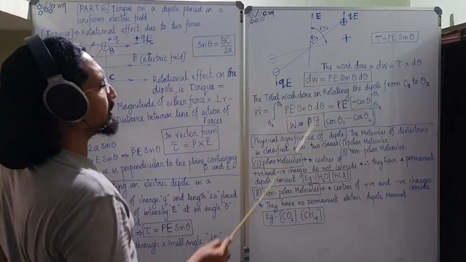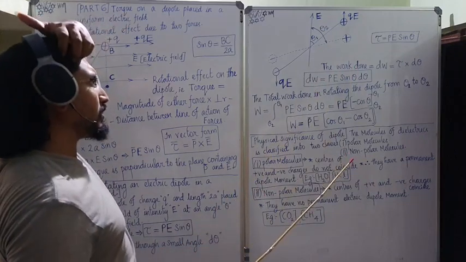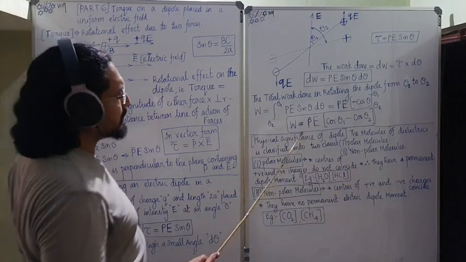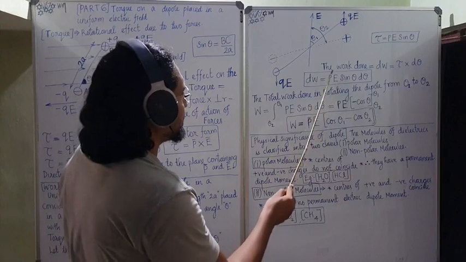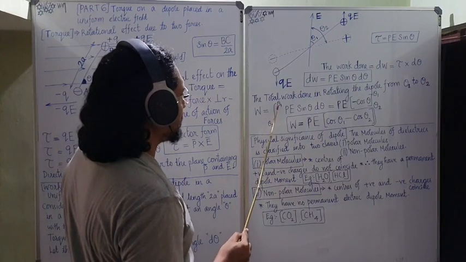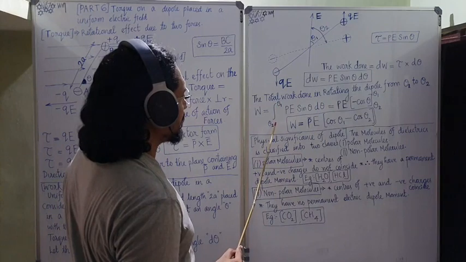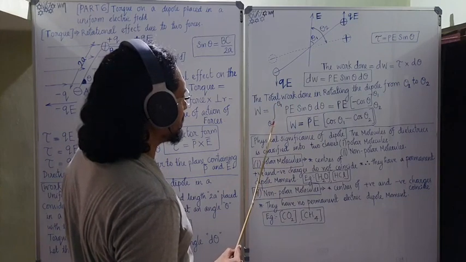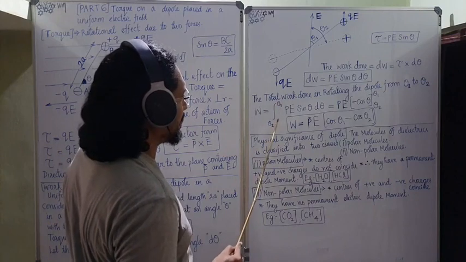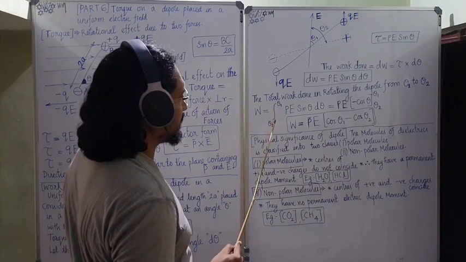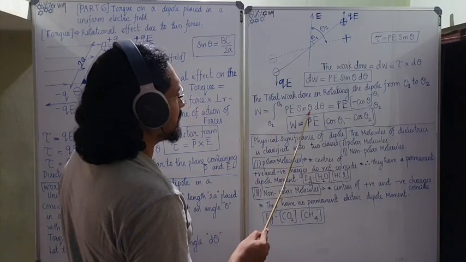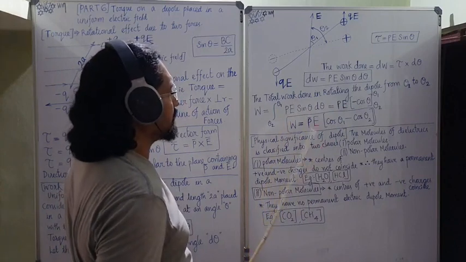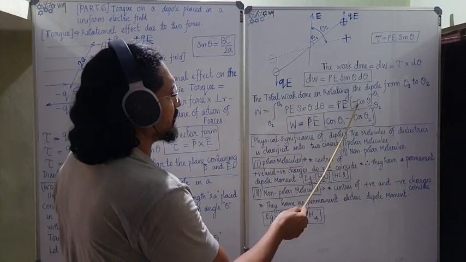Then the total work done in rotating the dipole from theta 1 to theta 2 is found by integrating P E sine theta, with theta 1 as the lower limit and theta 2 as the upper limit. What is the integral of sine theta? We want to learn it by heart: minus cos theta is the integral of sine theta.